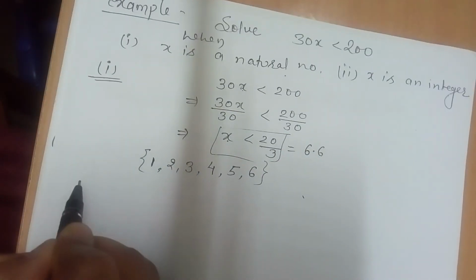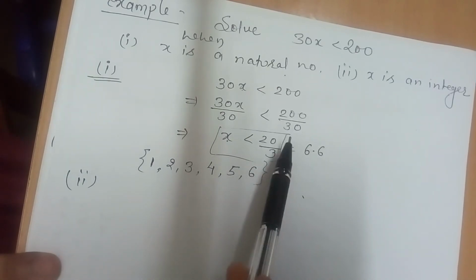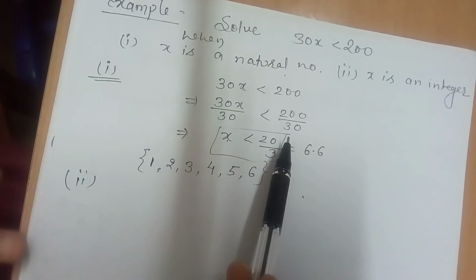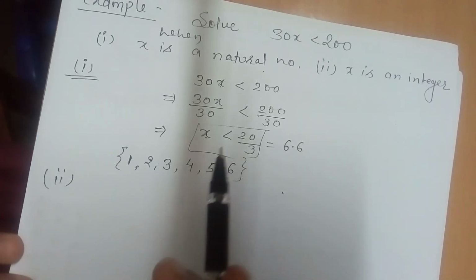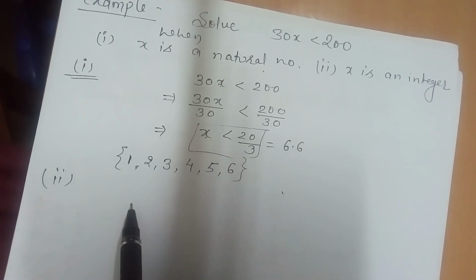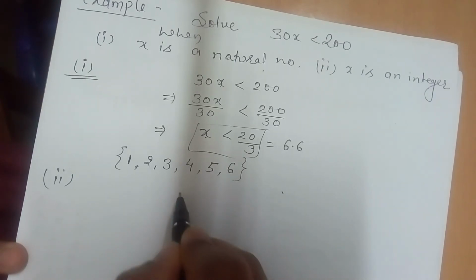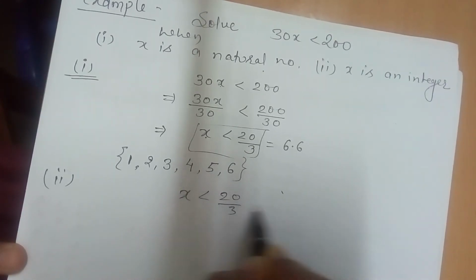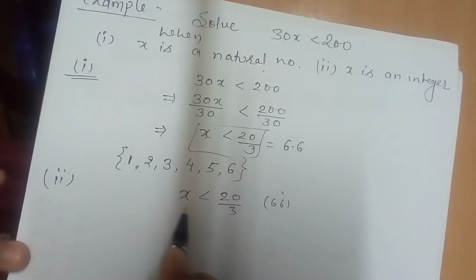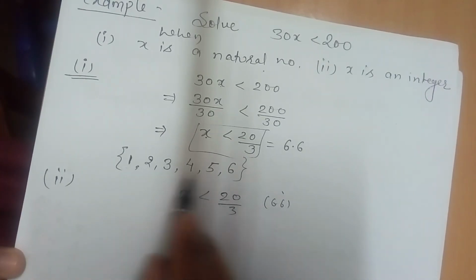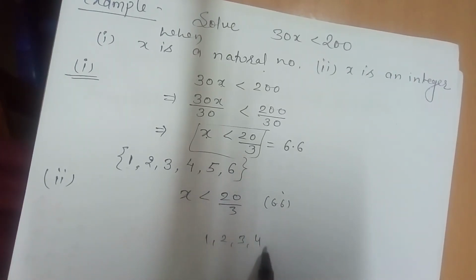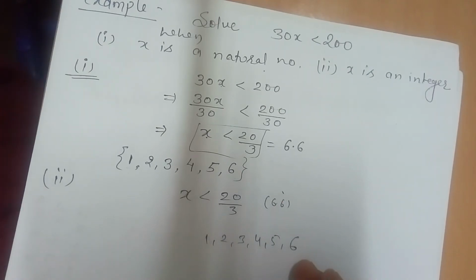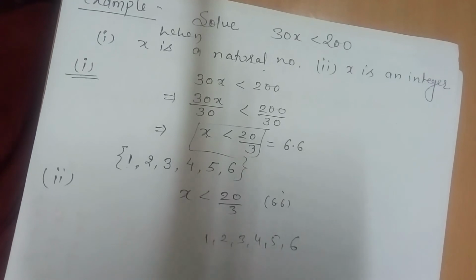Now in the second case, x is an integer. Integers include 0 and all positive and negative numbers. Now here we'll put negative numbers also, because x is an integer. So the inequality is x less than 20 by 3, or simply 6.6. In this case we'll include all these values because they are also integers. So 1, 2, 3, 4, 5 and 6. For these values the inequality is true.